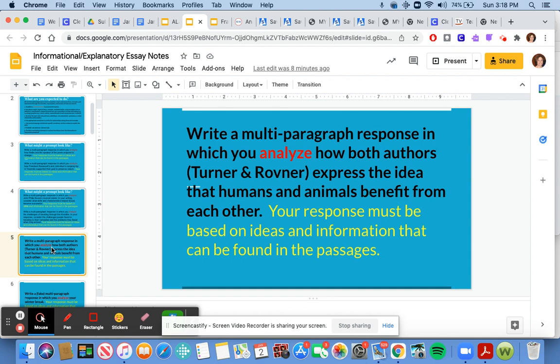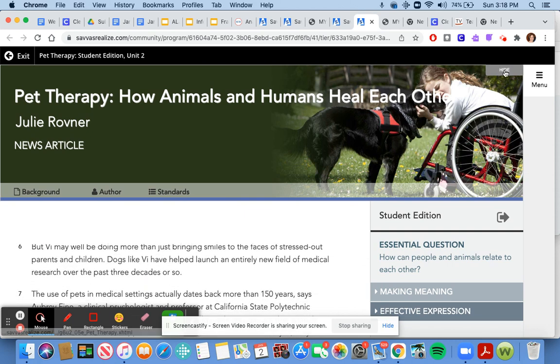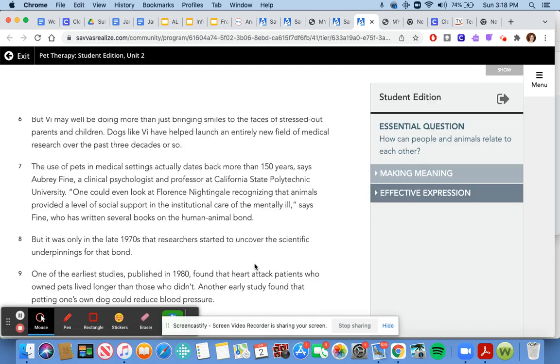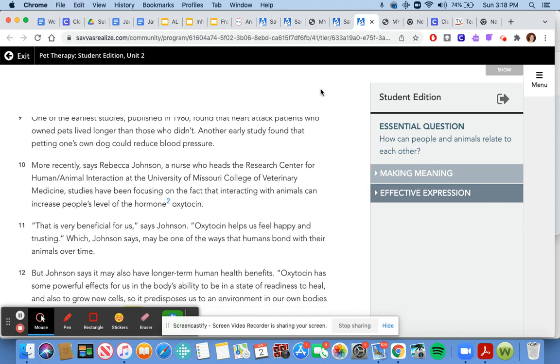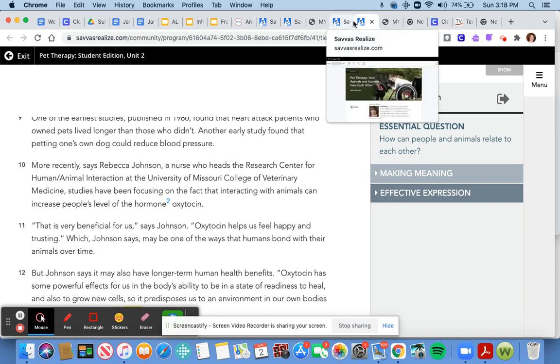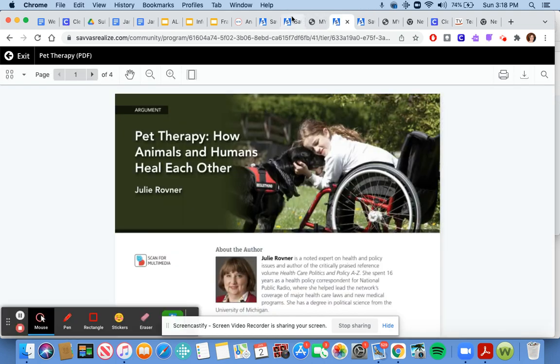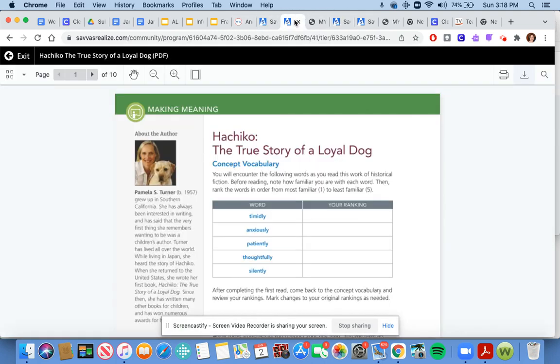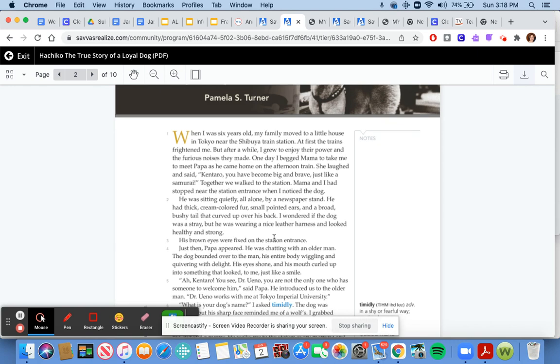So a long time ago, we read Pet Therapy, which talked all about animals and humans helping each other. It talked about some of the research. It was a nonfiction piece. There was a lot of information about Rebecca Johnson, and we're going to be referring back to that because we're going to have to use evidence from this in our essay. We also read a story, if I can find it, called Hachiko, The True Story of a Loyal Dog by Pamela S. Turner. And we all know the story of Hachiko.